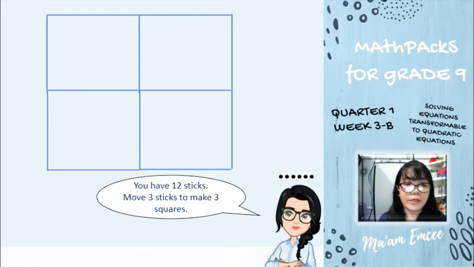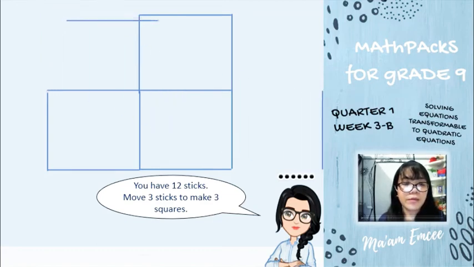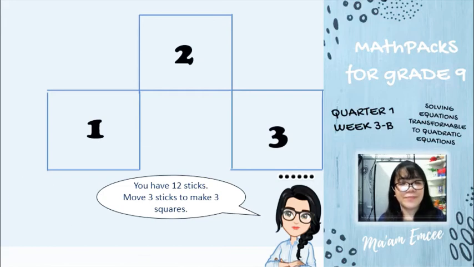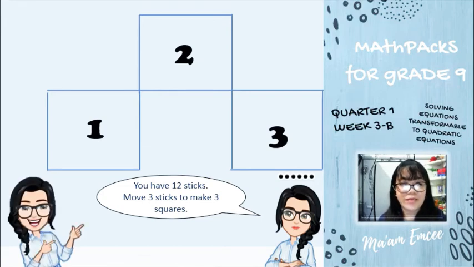So how do we do this? Again, we need to move only 3 sticks. Let us count. We have 1, we have 2, and lastly we have 3. So we have moved 3 sticks, and we have made how many squares? 1, 2, and 3. So that is how you do this challenge.